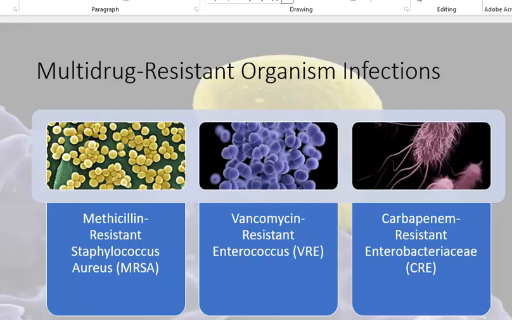Multi-drug resistant organism infection, you have MRSA, VRE, and CRE. With your multi-drug resistant organisms, these are drugs that were once useful but no longer control the infectious agent. New antibiotics can't keep up with preventing antimicrobial resistant infection, thus increasing patient mortality and morbidity.